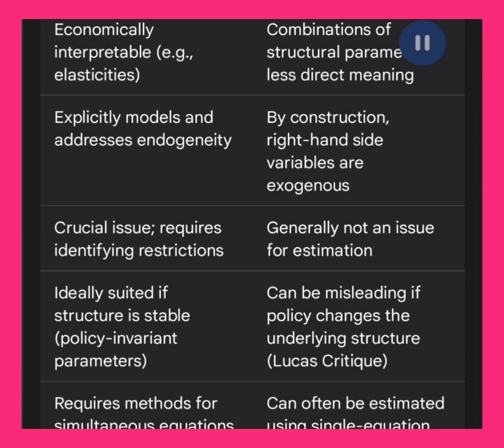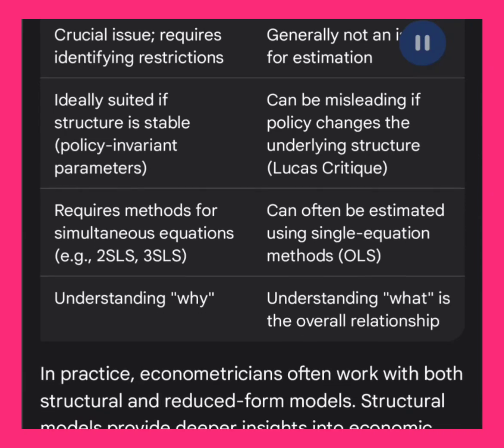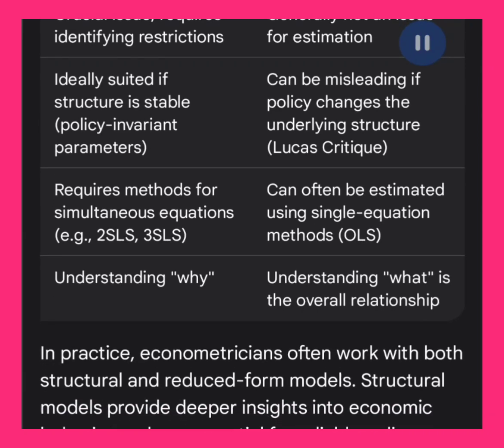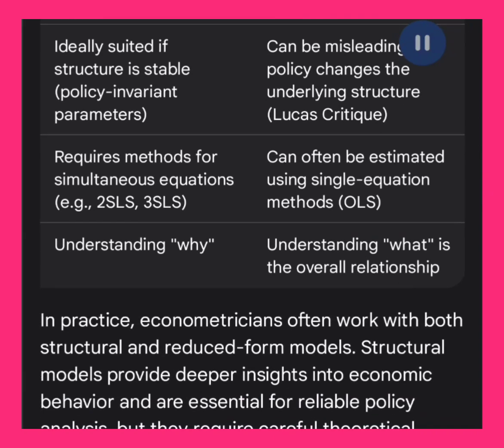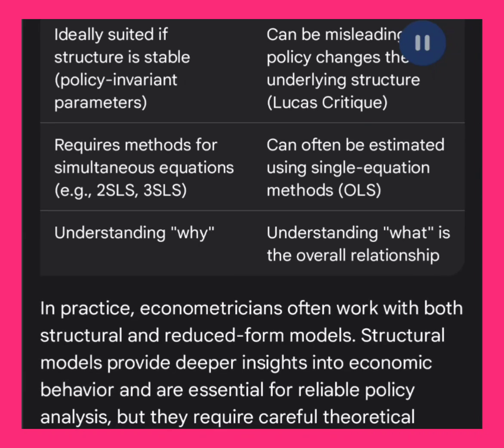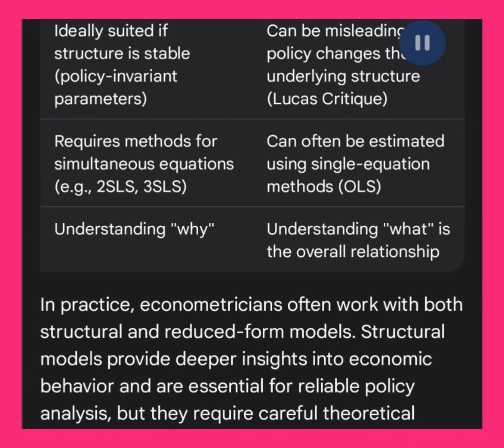Identification: a crucial issue requiring identifying restrictions, versus generally not an issue for estimation. Policy analysis: ideally suited if structure is stable, since policy invariant parameters, versus can be misleading if policy changes the underlying structure, the Lucas critique. Estimation: requires methods for simultaneous equations, e.g., 2SLS, 3SLS, versus can often be estimated using single equation methods, OLS. Focus: understanding why, versus understanding what is the overall relationship.